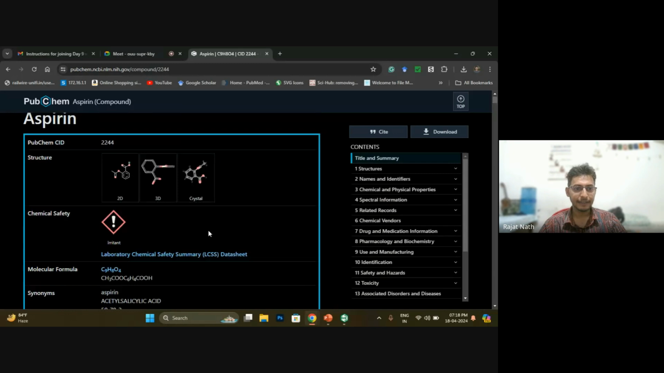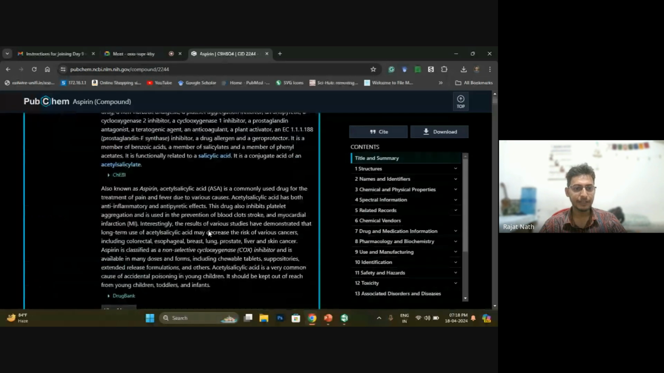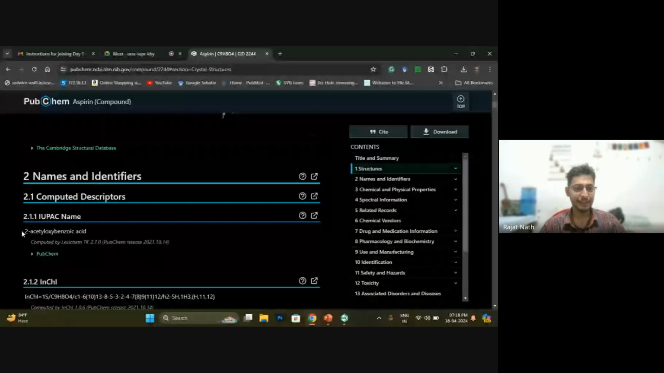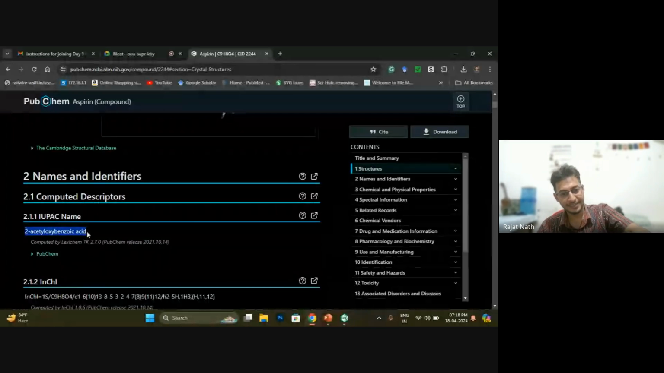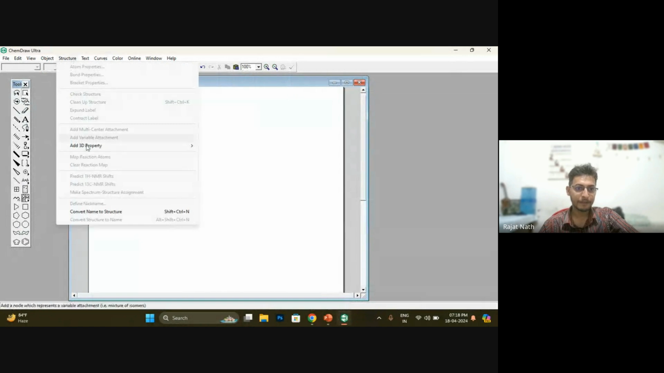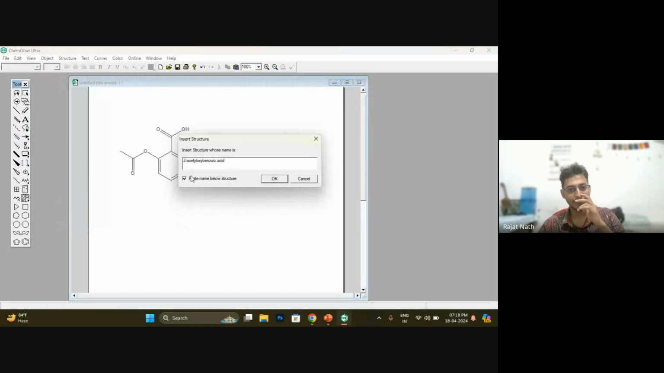Pattern again, and below you can get the IUPAC name of your structure. See, there is the IUPAC name of your structure. So just select this name, go to ChemDraw, and go to Structure, then Convert Name to Structure, and paste the IUPAC name and click OK.